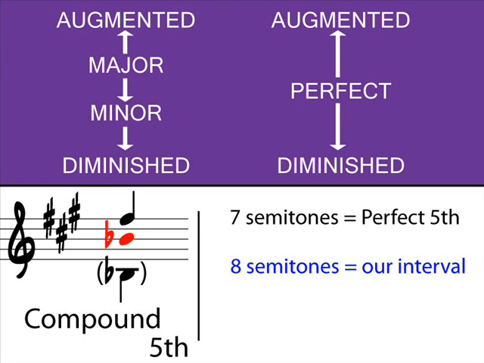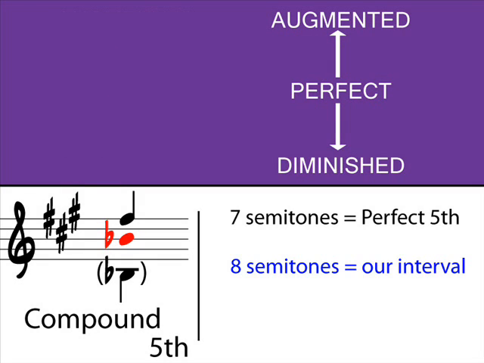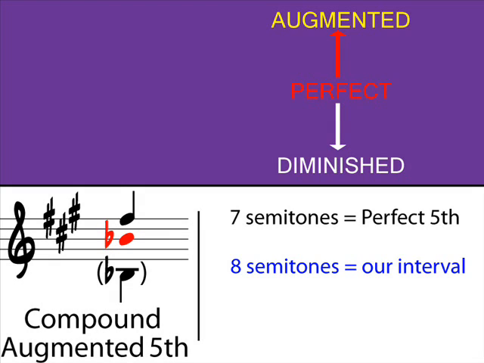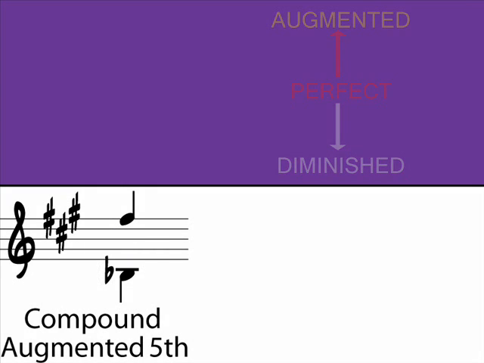Let's remind ourselves of the interval name rules. When a perfect interval is made 1 semitone larger, it becomes an augmented interval. Write this down. And here's the full name of our interval, a compound augmented fifth.